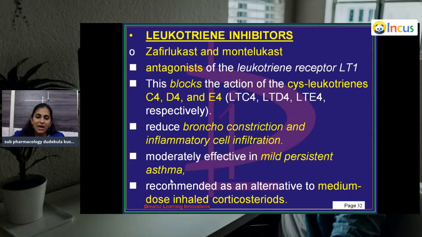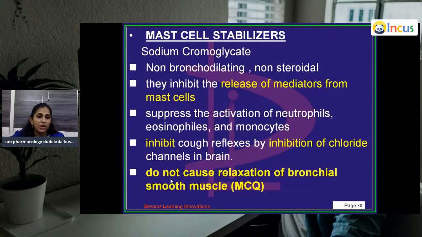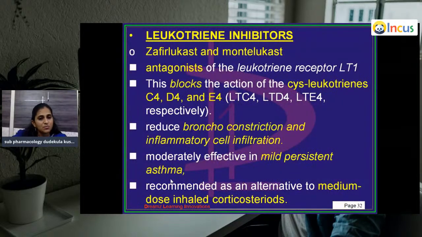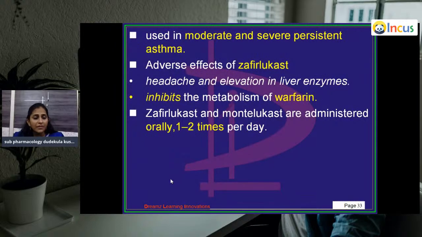But mast cell stabilizers do not cause bronchodilation, while leukotriene antagonists do cause bronchodilation. And they are very effective in mild persistent asthma. They are recommended as an alternative to medium dose inhaled corticosteroids. They are used in moderate and severe persistent asthma. Adverse effects of zafirlukast are headache and hepatotoxicity.